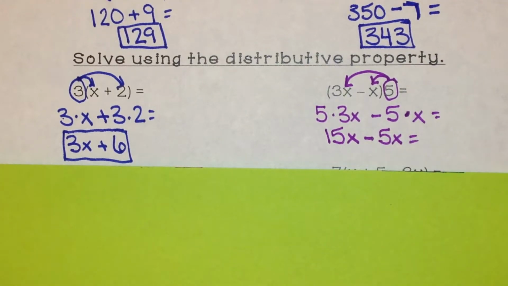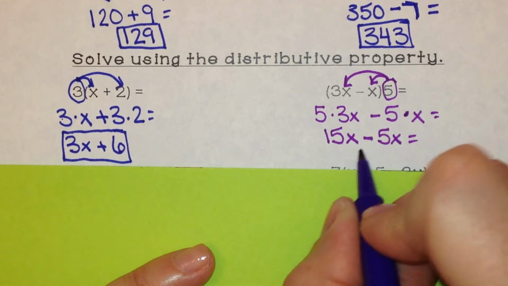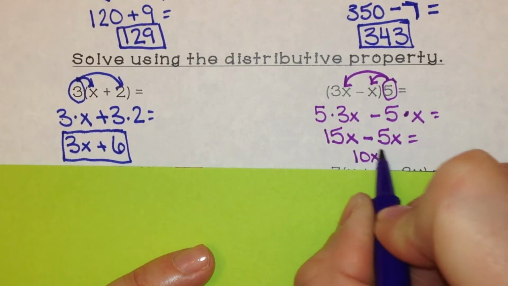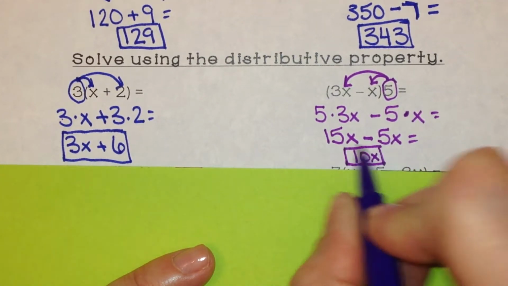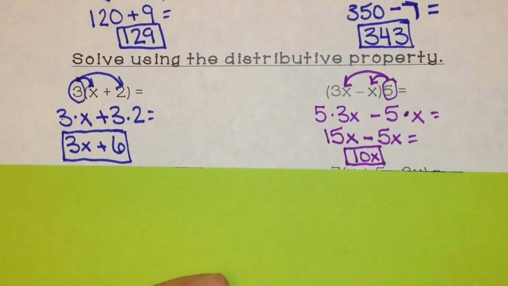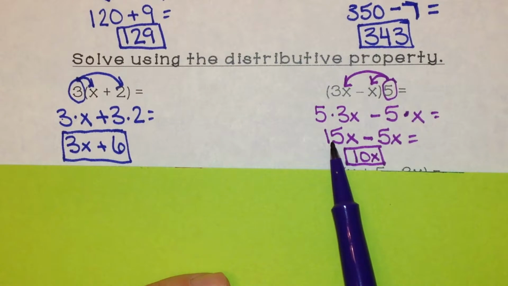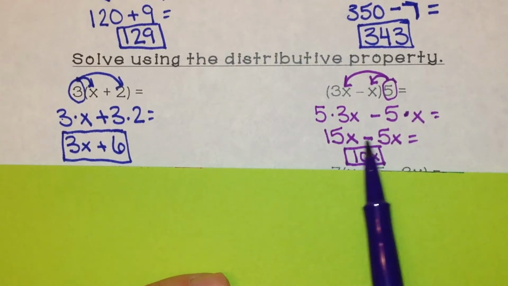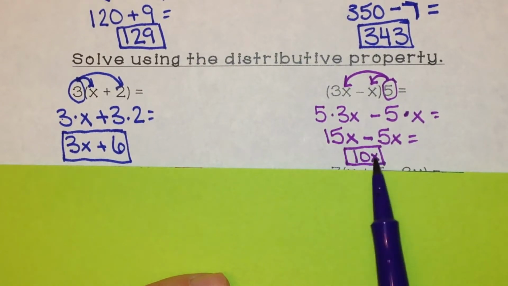Now we're not done. They're both x terms, so we can combine them. 15x minus 5x leaves us with 10x. Remember, when you're combining like terms, they have to have the same variables, and the variables have to have the same exponents. And all you do is look at the coefficients and do 15 minus 5, leaves us with 10x.